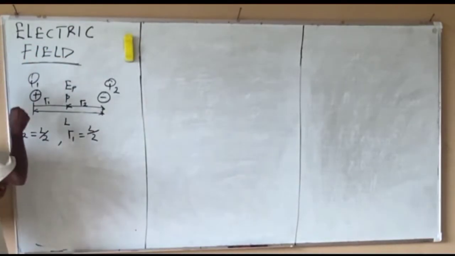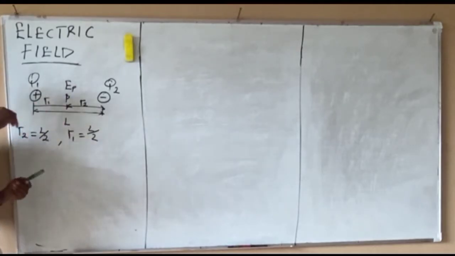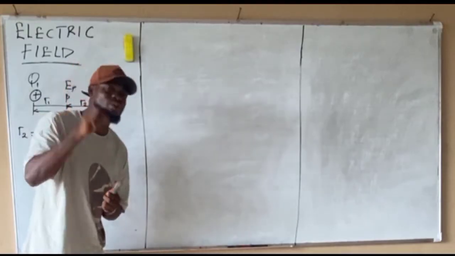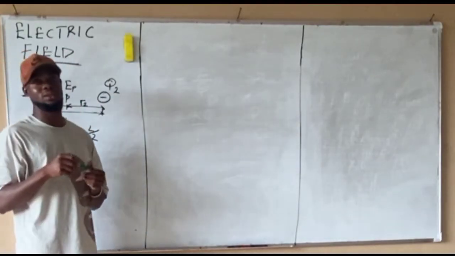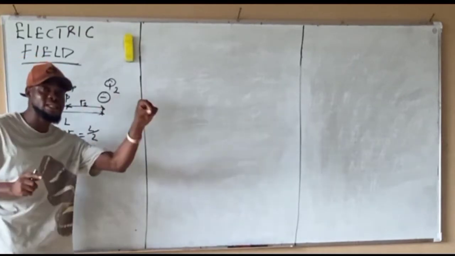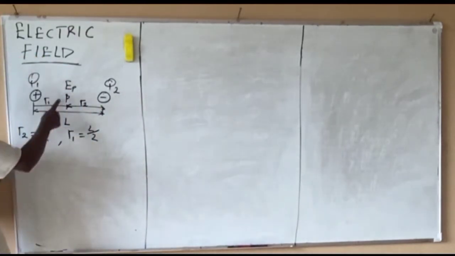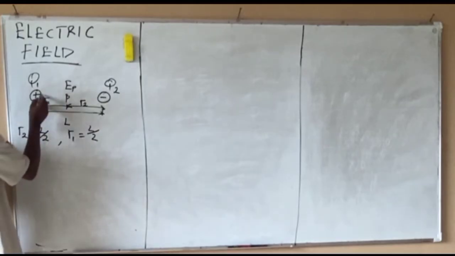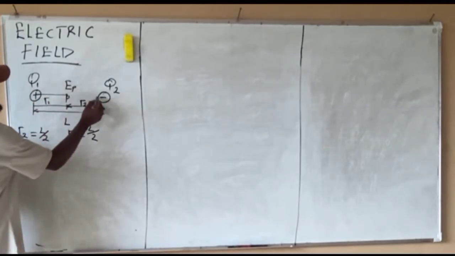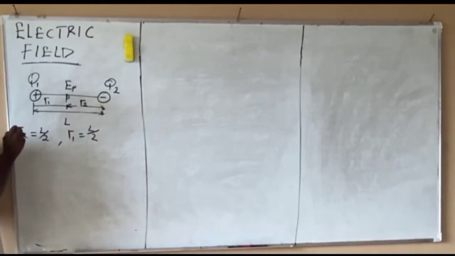What you do, you will draw a field line from the charges in question to the point on which you are calculating the field. So you draw field lines from the charges to the point in question. The point in this question now is the midpoint. So you are going to draw a field line from this charge to this midpoint, and from this charge to this midpoint. That's the first thing you do.